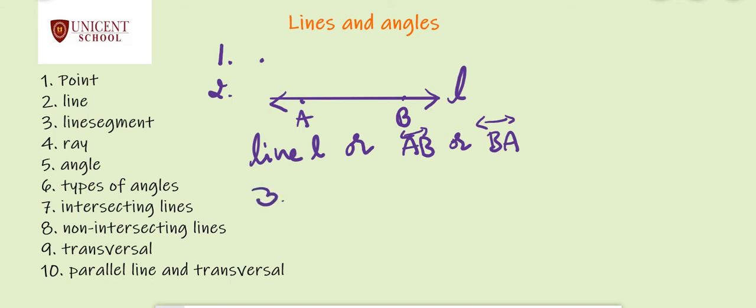Line segment. A line segment is a part of a line which has two end points. That means it has a fixed length. And how we represent a line segment? We represent it as line segment AB or BA.